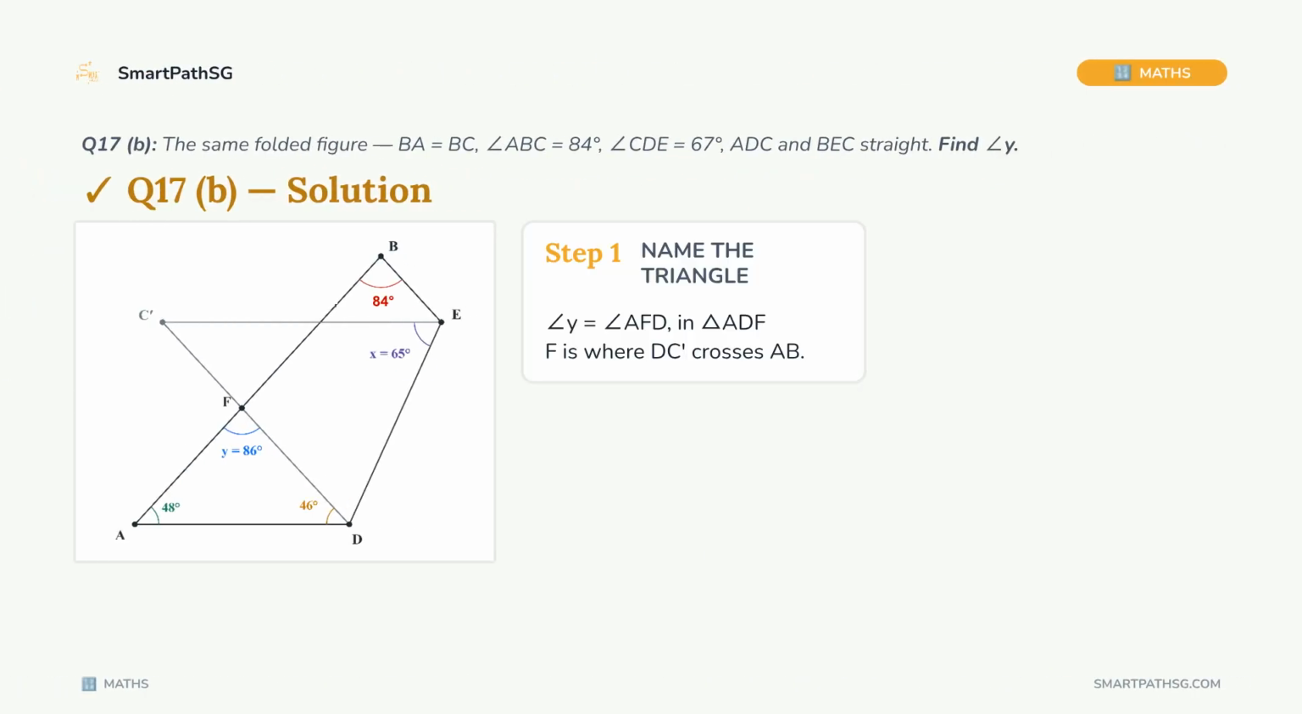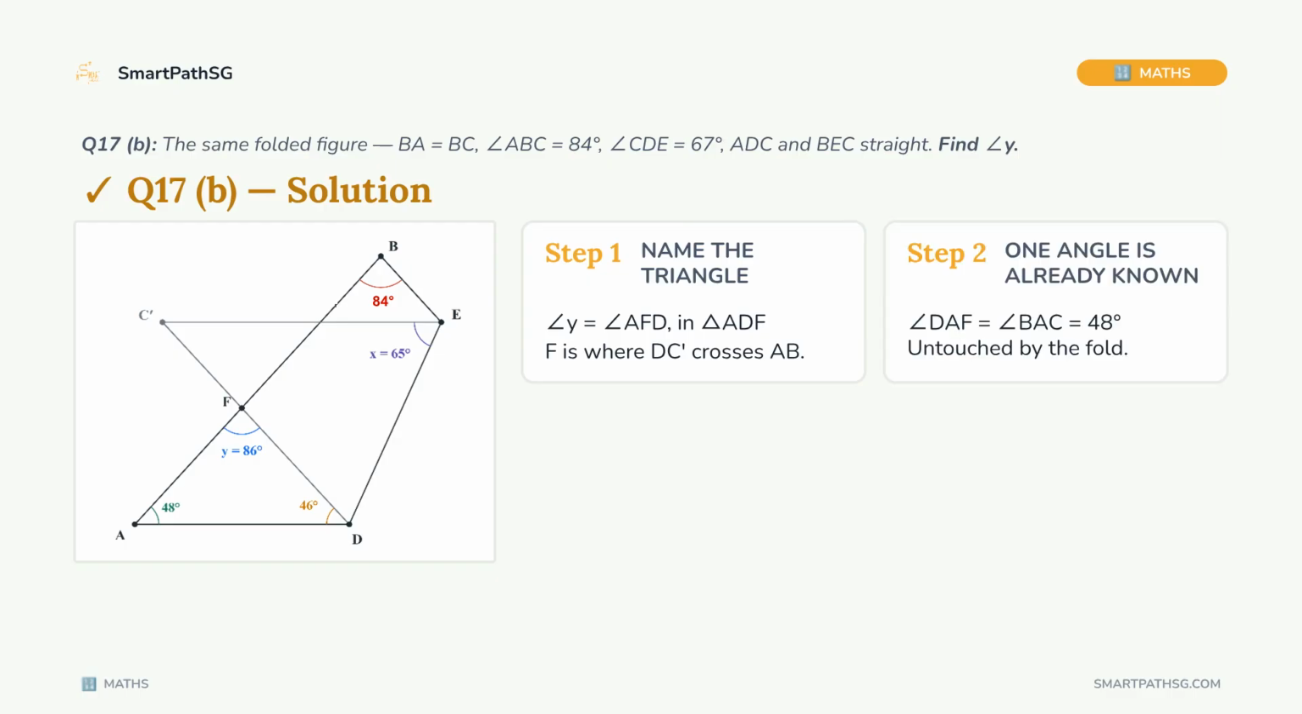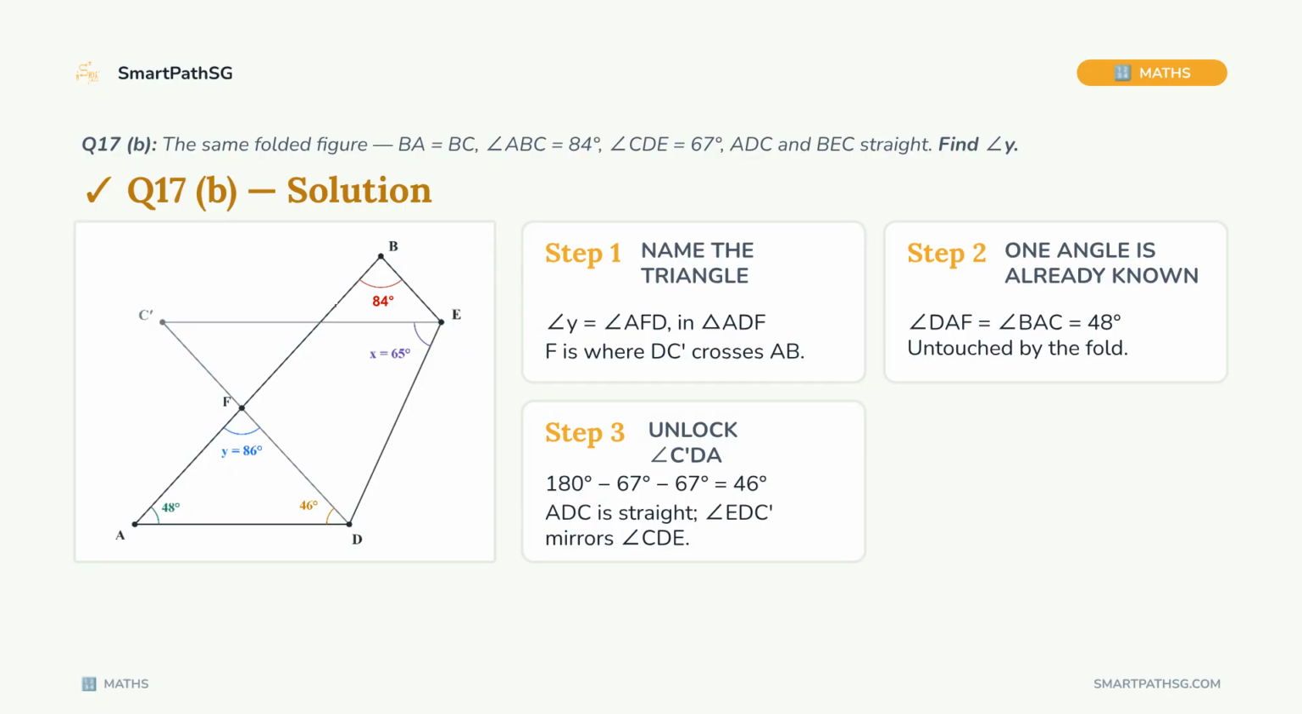Step 1, name the triangle. Angle Y is angle AFD inside triangle ADF, where F is the crossing point we marked. Step 2, angle DAF is already known, the original base angle at A, 48 degrees. Step 3, unlock angle C prime DA.